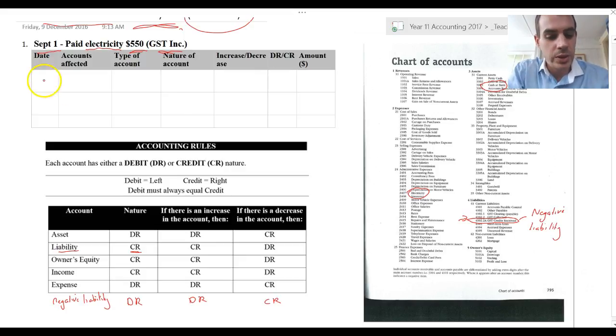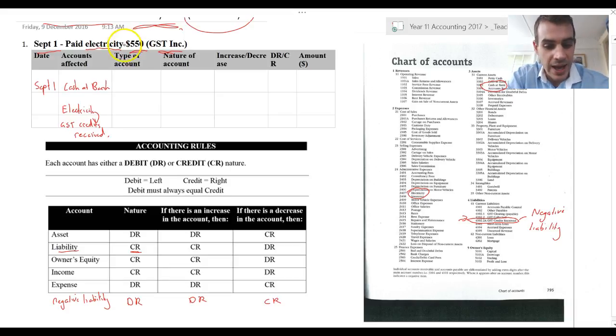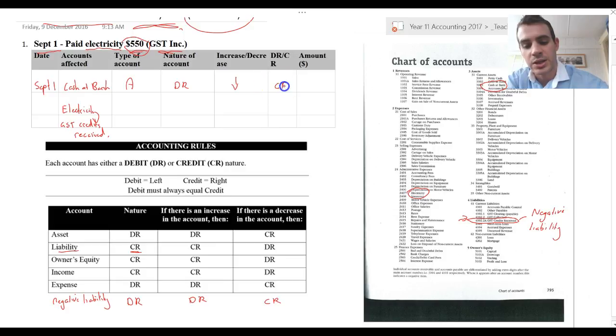Okay, we're now ready to fill out this transaction table. So on September 1, the first account affected was cash at bank. The second account we identified was electricity, and the final account we identified was GST credits received. Okay, firstly, our cash at bank. So we've paid $550. So cash at bank is an asset by nature, that's debit. We've paid an amount, so it's decreased. So that's going to change around to a credit of $550.